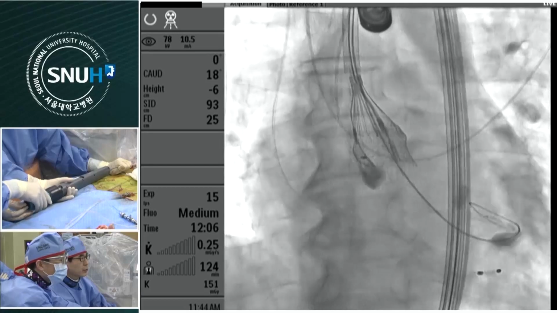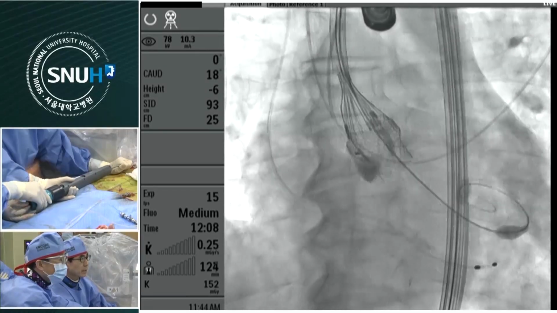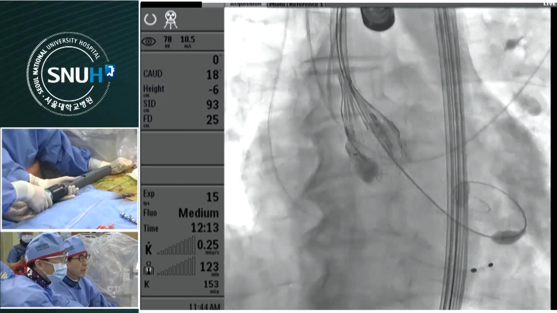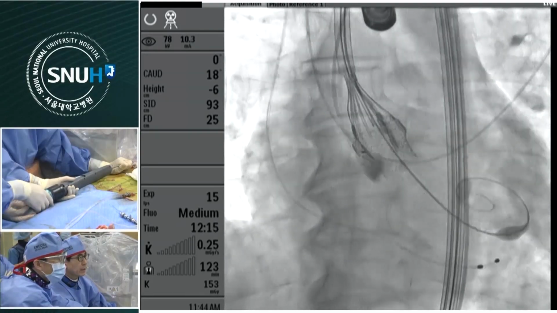I'm going to proceed with the process slowly until locking. After locking, there is no change of shape of the valve. Slowly, slowly, slow is very important.